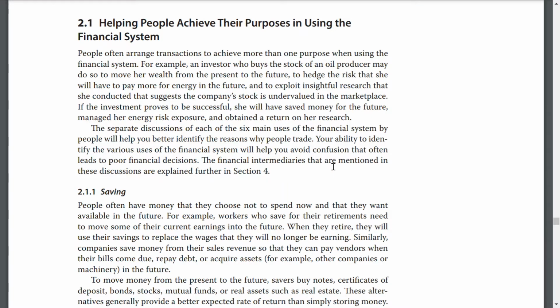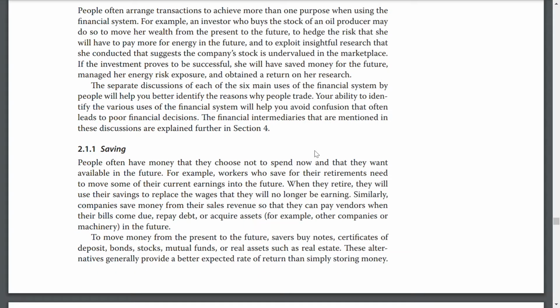For example, an investor who buys the stock of an oil producer may do so to move her wealth from the present to the future, to hedge the risk that she will have to pay more for energy in the future, and to exploit insightful research that she conducted that suggests that the company's stock is undervalued in the marketplace. If the investment proves to be successful, she will have saved money for the future, managed her energy risk exposure, and obtained a return on her research.